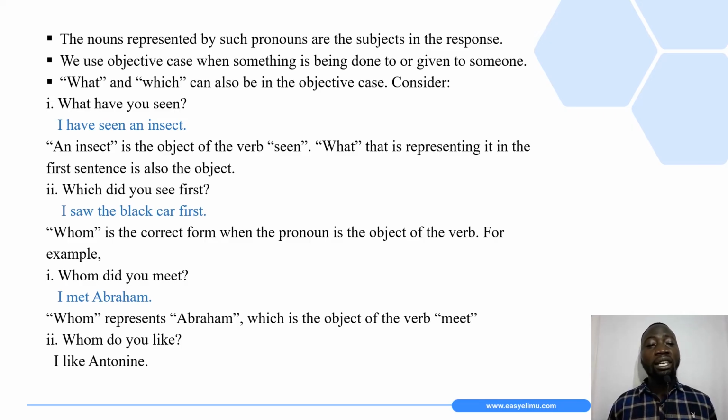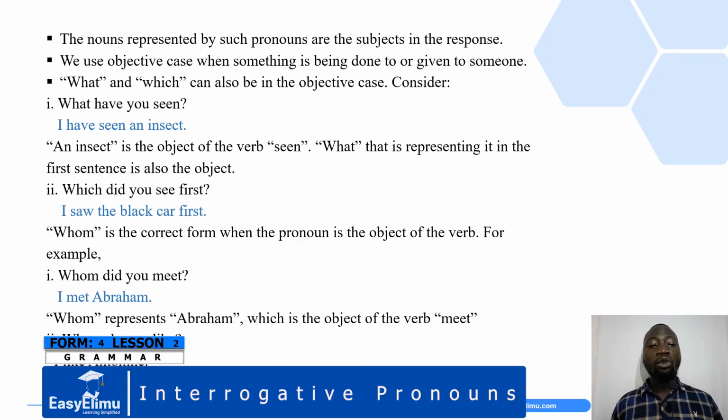If we use what as the interrogative pronoun there, and our answer is an insect, then the response is the object. In this case, an insect is the object of the verb seen. What, representing it in the first sentence, is also the object. And remember, before we gave that response, the pronoun that represented that insect was what.